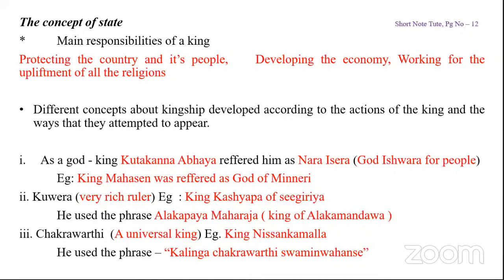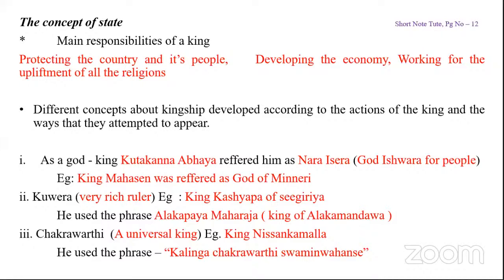This Kuer concept had come from India. In India there was a big rock citadel known as Alakamandava. The ruler of that Alakamandava was very rich and he was Kuer. King Kashyap of Sigiriya in Sri Lanka also used the same concept, and he used the phrase Alakamandava Maharaja, king of Alakamandava, in his inscriptions to refer to himself. Chakravarti, a universal king: King Nisankamala was referred to as Kalinga Chakravarti Swamin Vahanse. That means a universal king.